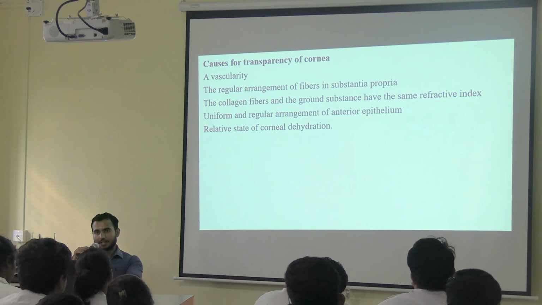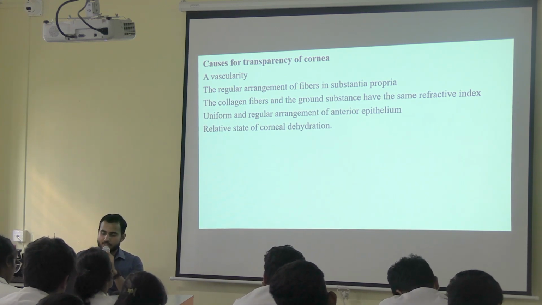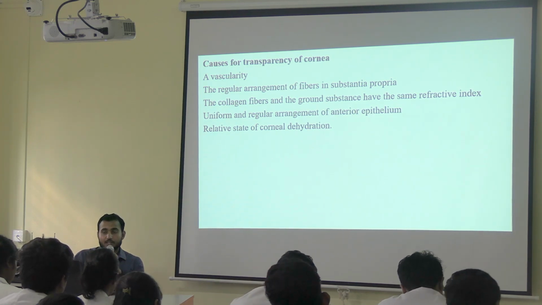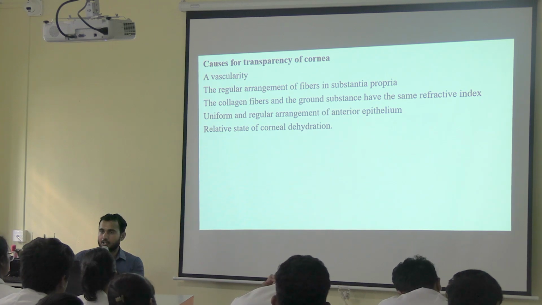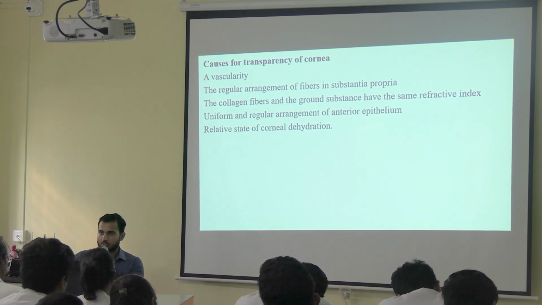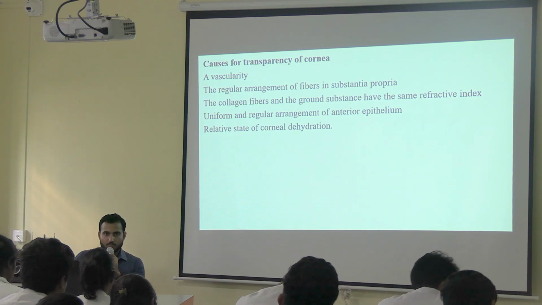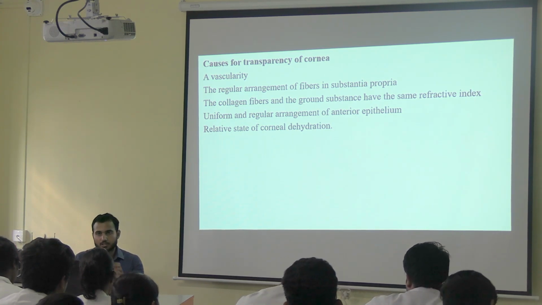The fibrous layer is done. Next layer is the vascular layer. Before going to the vascular layer, there is another name given to it, that is called the uveal tract. Uveal tract and vascular coat mean the same. In some books I have seen them use uveal tracts. Don't get confused.